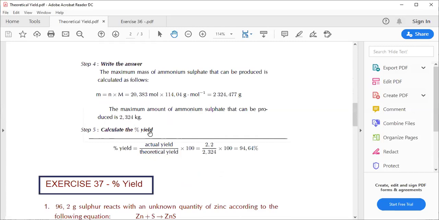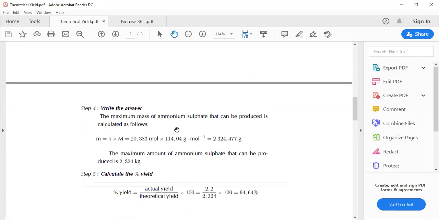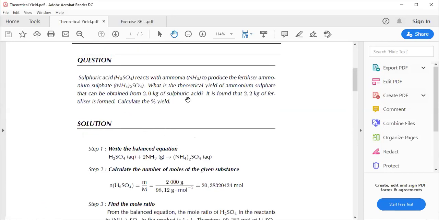Now the second part, calculate percentage yield. Percentage yield needs the actual yield. When this was actually done in an experiment, how much was got? They got this. It is found that 2,2 kilograms of fertilizer is formed. So when this person did the actual making of the fertilizer, you got 2,2 kilograms. That becomes your actual yield. The one that we calculated, 2,34, becomes our theoretical yield.